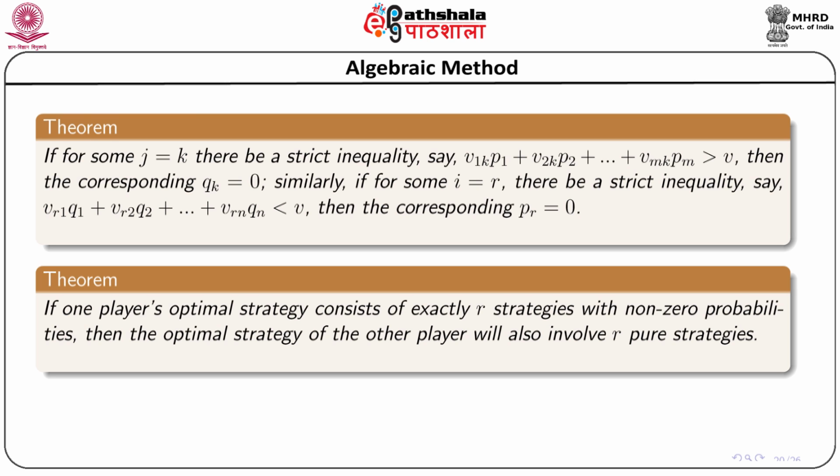Similarly, if for some i equal to r there is a strict inequality, say Vr1 Q1 plus Vr2 Q2 plus dot dot dot plus Vrn Qn is less than V, then the corresponding value of Pr should be equal to 0. Another result: if one player's optimal strategy consists of exactly r strategies with non-zero probabilities, then the optimal strategy of the other player will also involve r pure strategies.